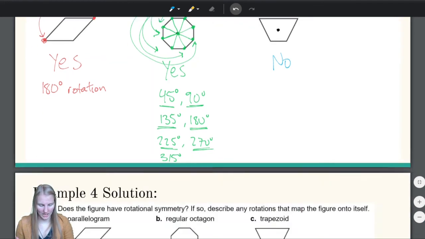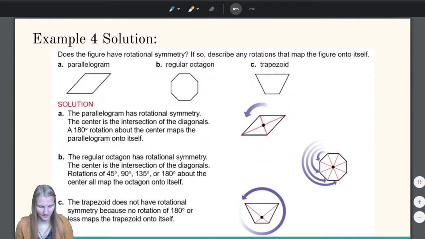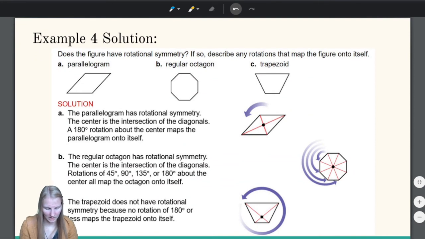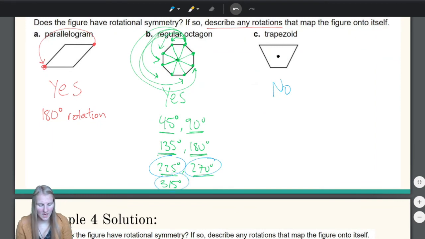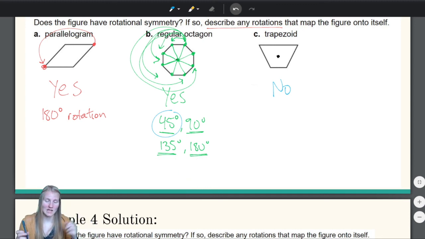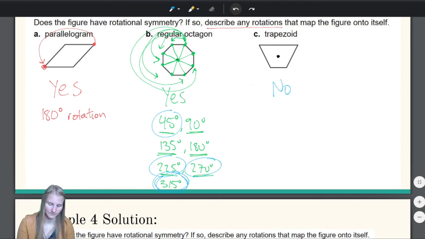Okay, let's check and see if we were correct. So, parallelogram, yes, 180. Octagon, 45, 90, 135, 180. They didn't include anything after 180, and that's because, remember, if you do 45 degrees clockwise or 45 degrees counterclockwise, that's the same thing as 315 degrees in the opposite direction. So you don't have to include these last three, but I like to.